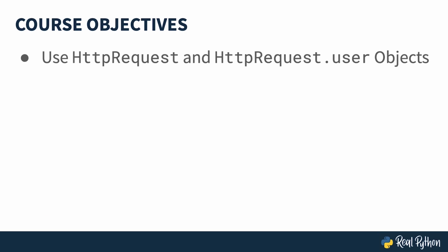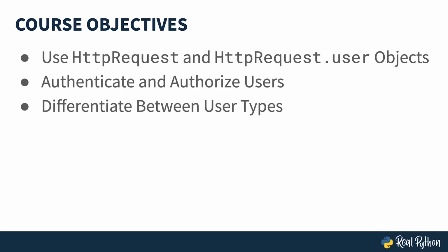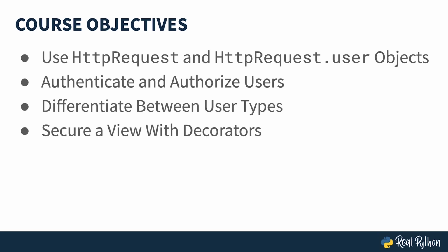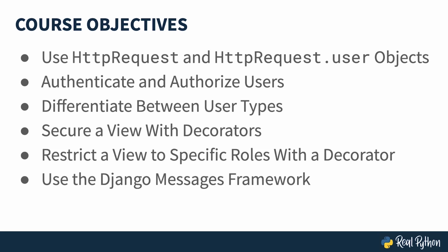By the end of this course, you'll know how to use HttpRequest and HttpRequest.user objects, authenticate and authorize users, differentiate between regular, staff, and admin users, secure a view with the login required decorator, restrict a view to different roles with the user passes test decorator, and use the Django messages framework to notify your users. So now that you know what you'll be covering, let's get started by getting everything you need set up.